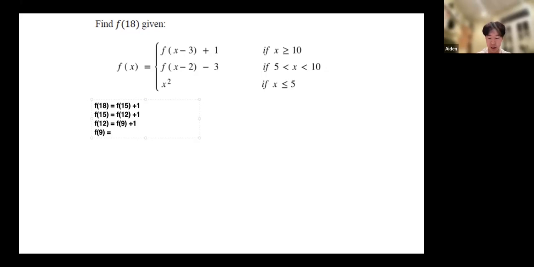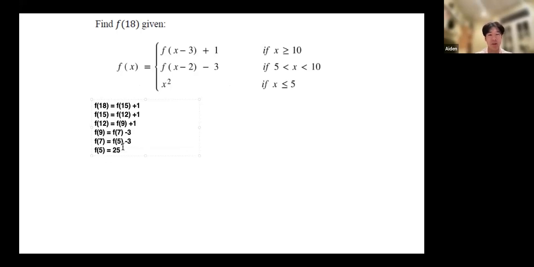That gives us f of 9, which is equal to f of 7 minus 3. And then f of 7, since we still haven't reached the base case, would be equal to f of 5 minus 3. And finally, we have f of 5, which meets this requirement. So f of 5 is equal to 25.